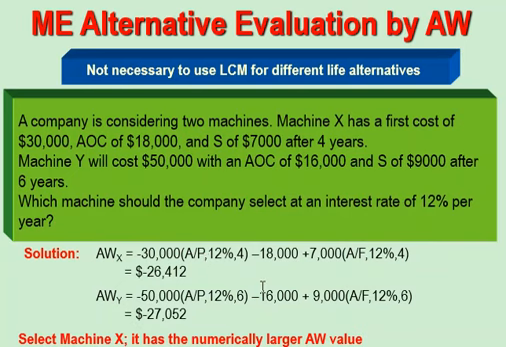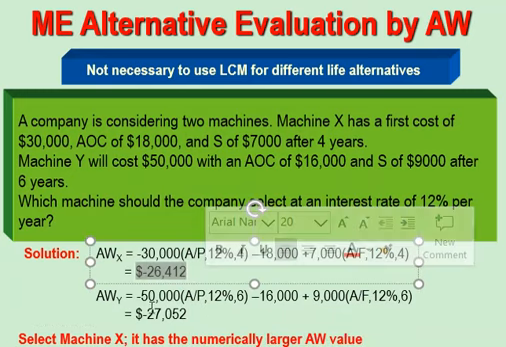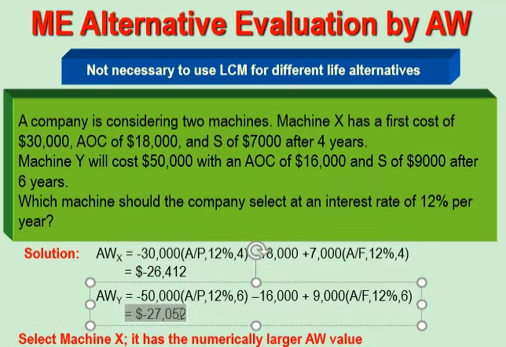Now, because they told me it is ME, ME alternatives, what does it mean? Mutually exclusive. So I have to select only one project. How? As we said before, we select the numerically larger value. So if both are negative, I choose the one closer to 0.